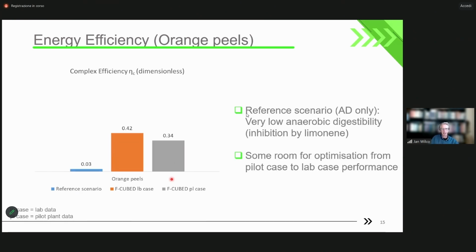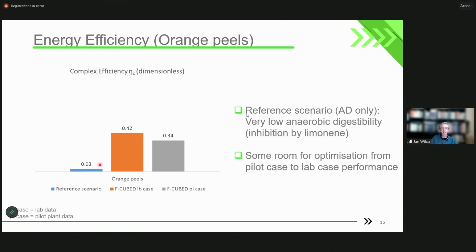For the orange peels, we see a large difference between the reference scenario and the F-cube cases. But that is mostly due to the very poor performance of the reference scenario. And there we think that what is the case in the reference scenario, that we have a very low anaerobic digestibility because of inhibition by limonene in the process. And we don't see that in the anaerobic digestibility of the Torwash effluent. So this is why it is much better next to having the energy from the biopellets combustion.